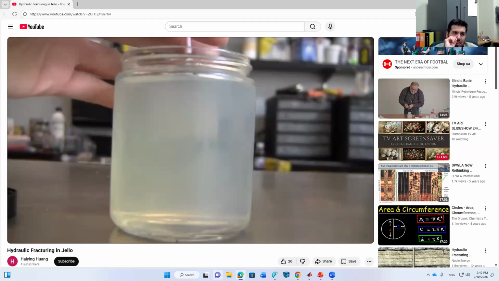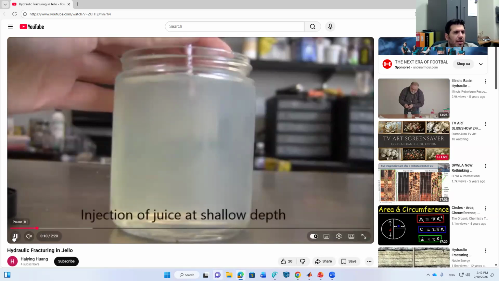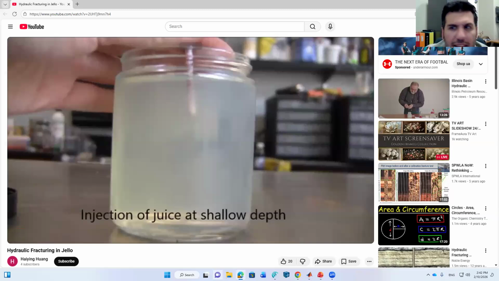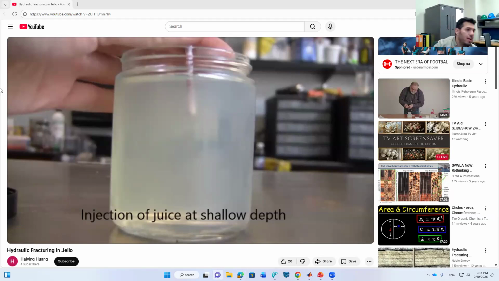But anyway, this person is going to come down with a straw, which simulates the wellbore, with some colored fluid like juice, and he's going to inject this juice at a shallow depth. Okay, let's see. It goes in, and look, it goes only to that depth, and he's going to inject it from here. If I can write, I will write with the mouse because I don't have a functionality here to write with a pen. So bear with me.